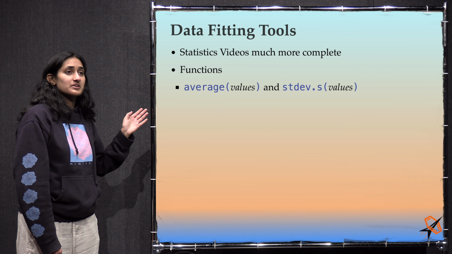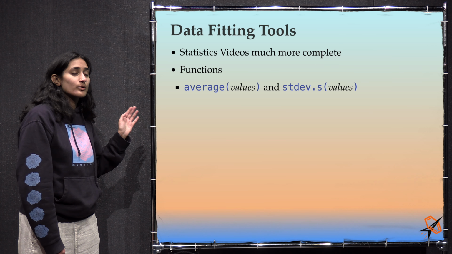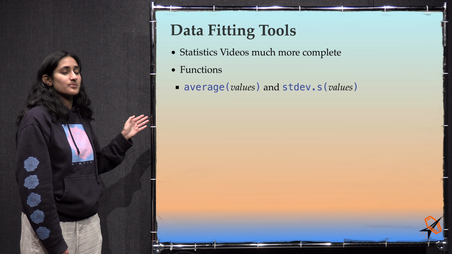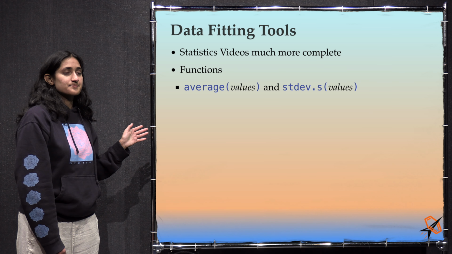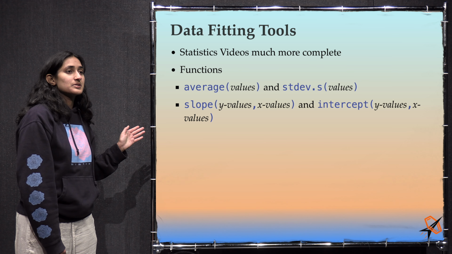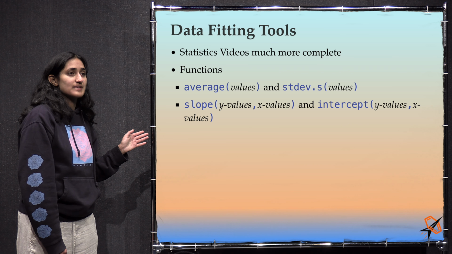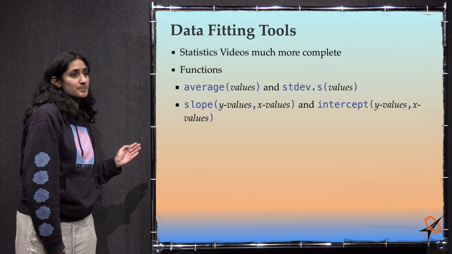The first data fitting functions that we're going to use calculate the mean or arithmetic average and the standard deviation from a set of values. They are the average and stdev.s functions. The second set of data fitting functions we're going to use calculates the slope and intercept of a dataset. They are the slope and intercept functions.